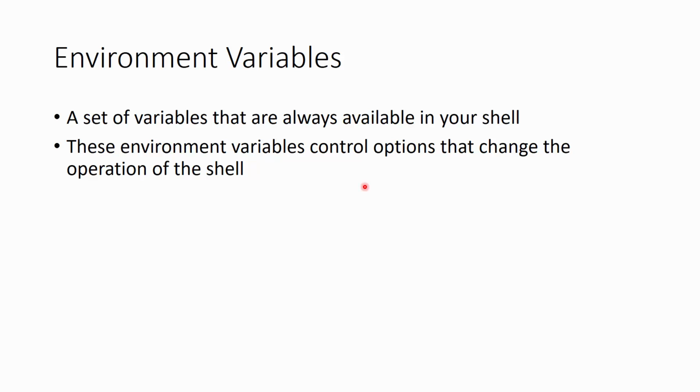Okay, environment variables. When it runs, your shell script is embedded inside its own new process. It's not just your current shell process running the script. It actually creates a brand new process with bash running your script all by itself, and that has what's called an environment, which is a collection of variables that are going to be available for that shell. And those environment variables control options that could change how that shell functions.